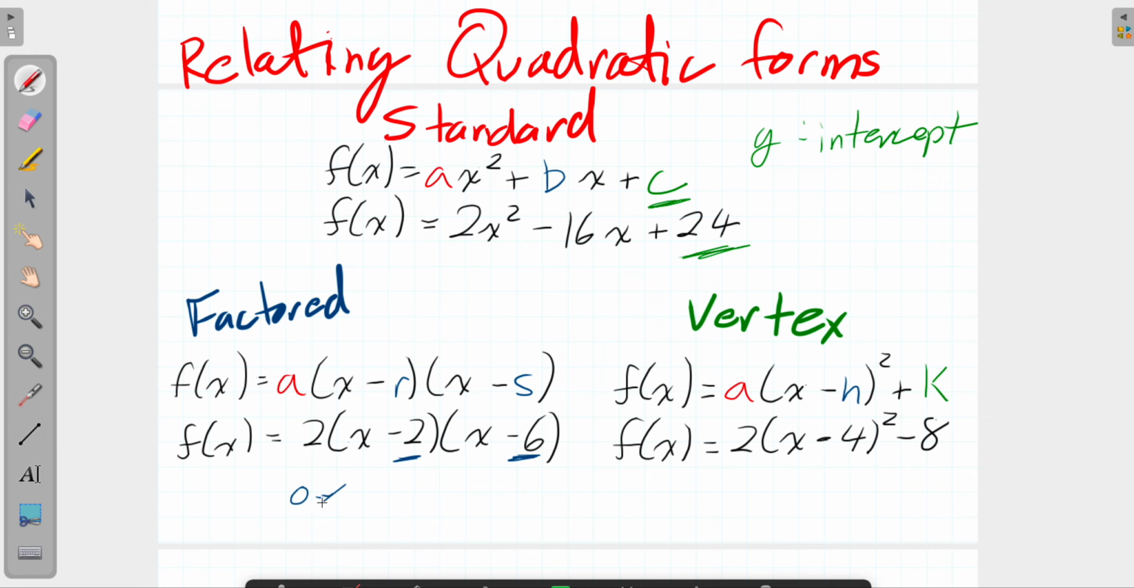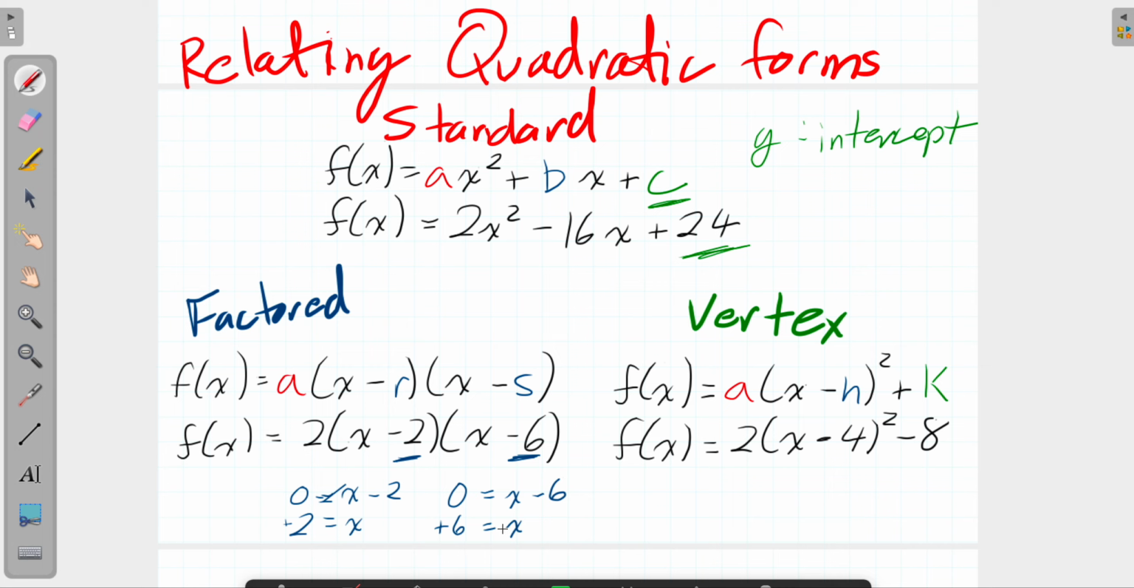X minus 2. And the reason it becomes opposite is because when you isolate for x, you bring it to the other side, well, you use the opposite operation. So that's why we think of it as using the opposite, okay? Same idea here. 0 is equal to x minus 6. We move it to the other side, it becomes positive 6. So the root or x-intercept is positive 6 and positive 2.